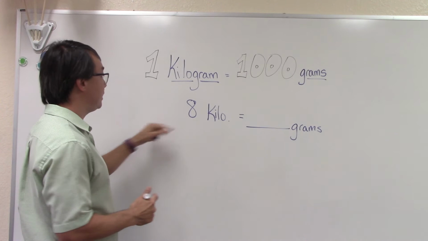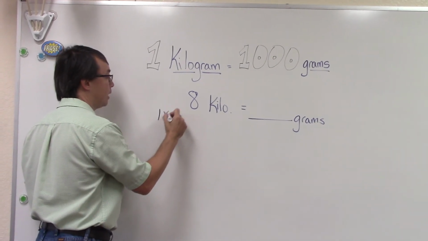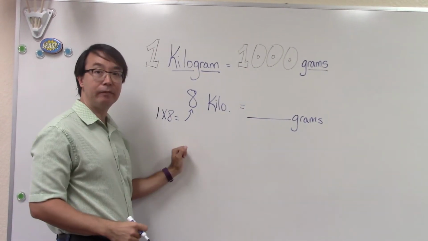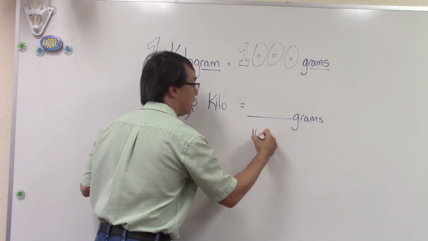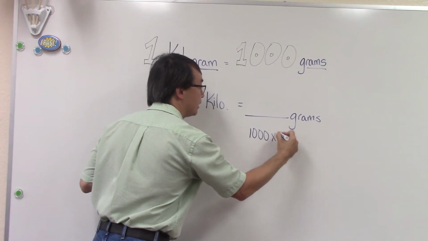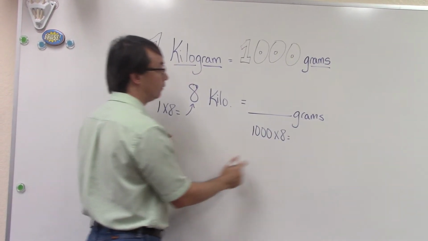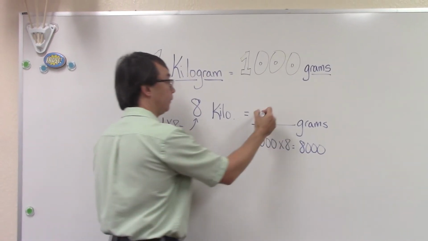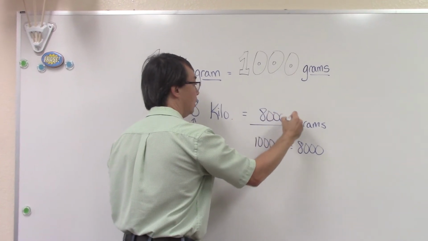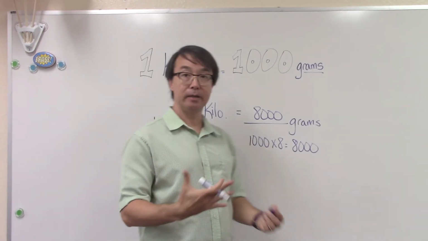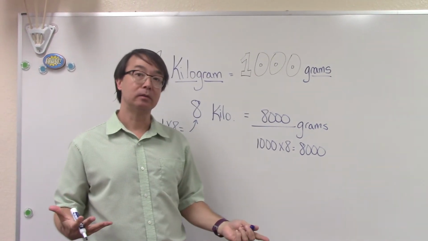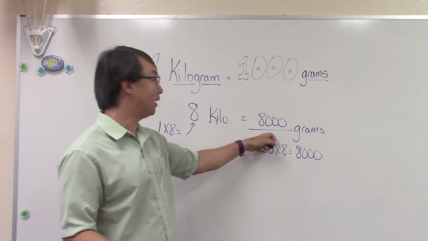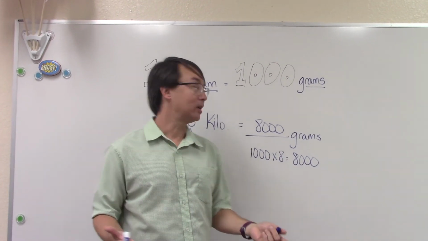How do I get from 1 to 8? I multiply it. 1 times 8 equals 8. Same thing. Whatever you do to the left, you have to do to the right. 1,000 times 8 equals 8,000. Right? So 8 kilograms is the same as 8,000 grams. Right? 8,000 paper clips. Which sounds like a lot, but probably doesn't weigh very much at all.